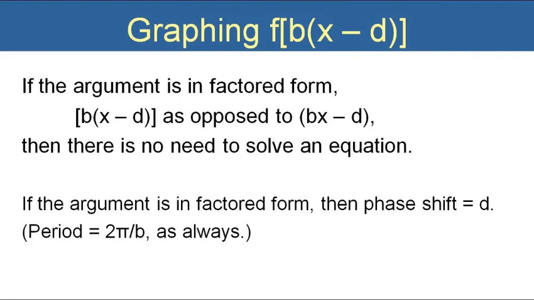Now, if the argument is in this factored form that you see here, where the b is factored out, and in parentheses you have x minus d, then you don't have to solve the equation to find out the starting place. You just can know that the phase shift is d, the number you see here, and the sign is going to be opposite. So, like negative is going to mean to the right, and positive is going to mean to the left. Always backwards. Horizontal stuff's always backwards from the way you think it ought to be. So we're going to see an example of that in the next example.